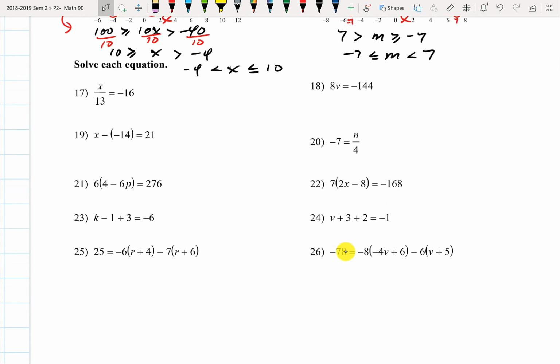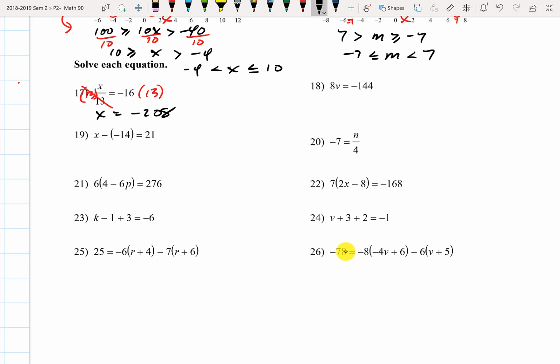On this one here, multiplying both sides by 13 would be appropriate, because the inverse of dividing by 13 is multiplying by 13. So let's multiply both sides by 13. Always do the inverse. And then here you get 13 times 16, you have to multiply, and when you do, you get -208.